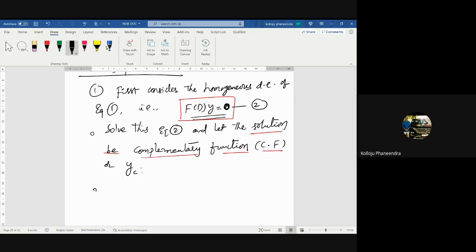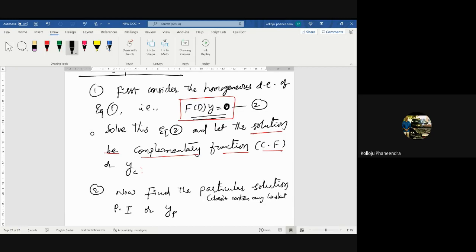Now, second step: find the particular solution. It is represented by P.I. or yp. What is meant by particular solution? It does not contain any arbitrary constant. That is called the particular solution.